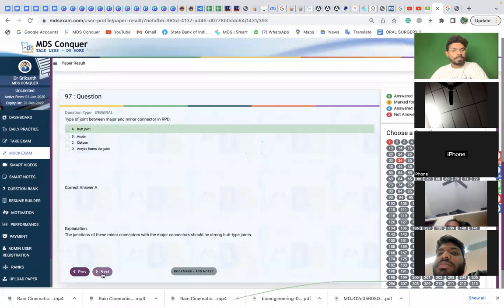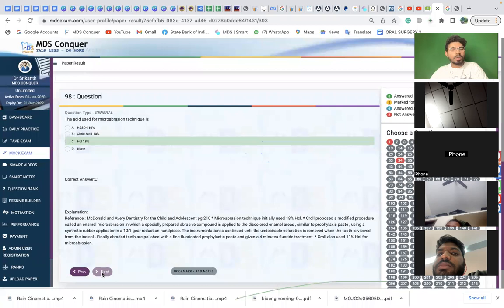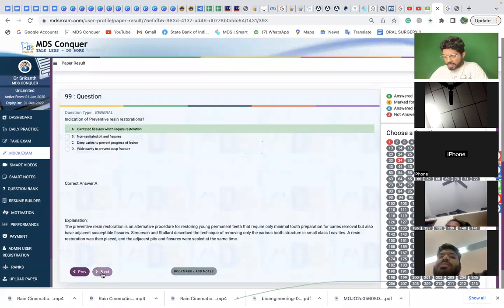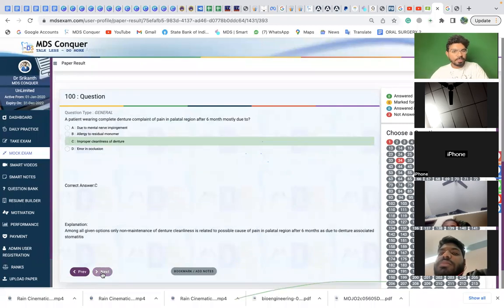This is simple. Butt joint is simple. This is discussed on the group. Macro hardness. Indications of pit and fissure sealants, easy question. This is also an easy question. So we are done with 100 and I'm just calculating it. In the first 50, we need to score 38. The second 50 is, counting up, 37.